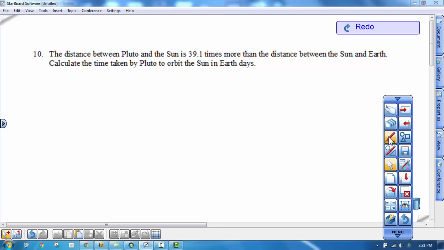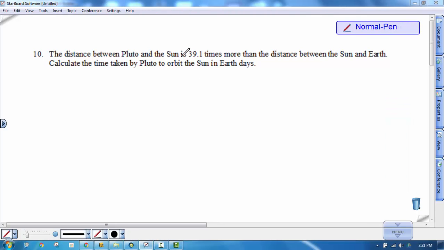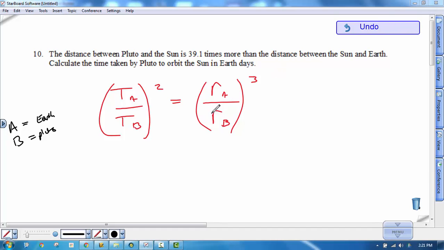Okay, the next problem gives us the distance between Pluto and the Sun is 39.1 times that between the Sun and the Earth. Calculate the time taken for Pluto to orbit. So we're looking at a relationship between distance and time, and if you remember, that's Kepler's third law. We've got a ratio here for average distance between, I'll call A the Earth and B Pluto, and then we've got a ratio here for period. Now, it told us that the distance for Pluto is equal to 39.1 times the distance the Earth is from the Sun. So that's that relationship right there.